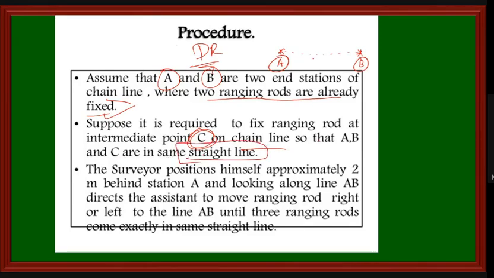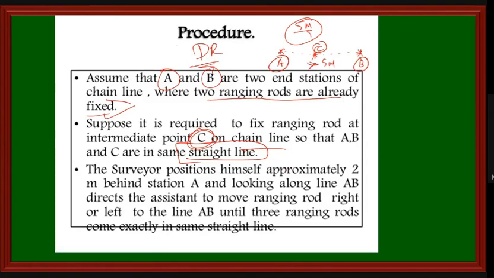Correct. So I have a 5-meter chain, and I want to measure the distance between A and B, which is greater than 5 meters. With the help of a 5-meter chain, I can't measure the distance between A and B at a single stretch, because the distance between stations A and B is greater than 5 meters. So what I will do, I will establish the intermediate station called C, such that C is on a straight line between A and B. Correct.